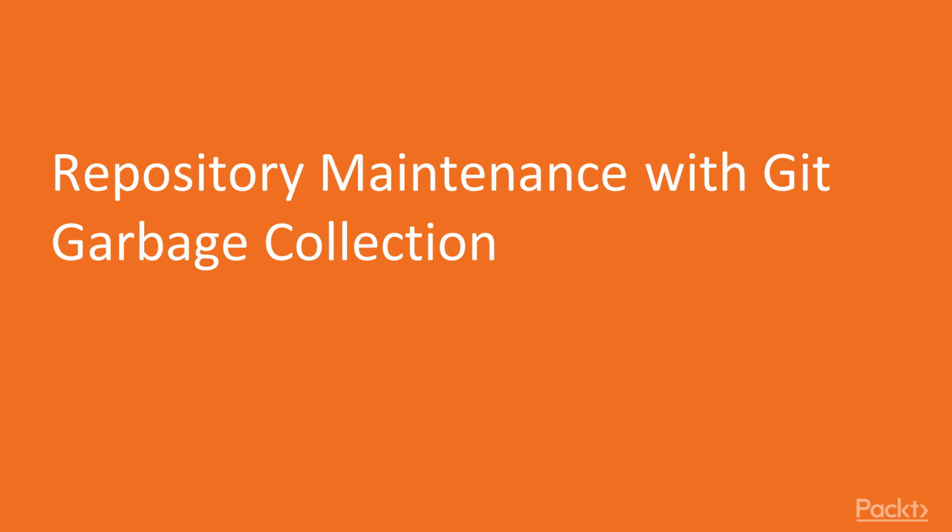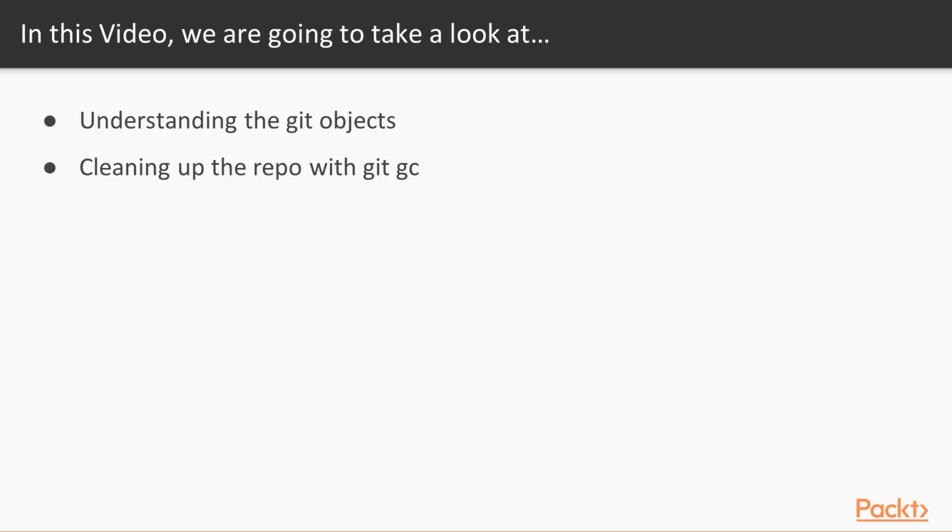Today we are going to talk about repository maintenance. First, we need to talk about how Git stores all the information into something that is called a Git object. And then we will see with a real example how those objects can end up taking a lot of disk space. And we will learn how to solve and reduce the disk space using Git garbage collection.